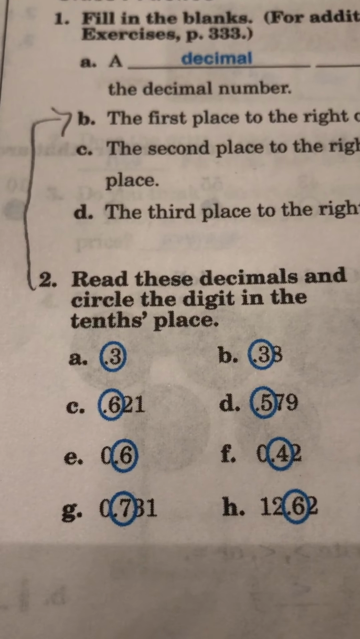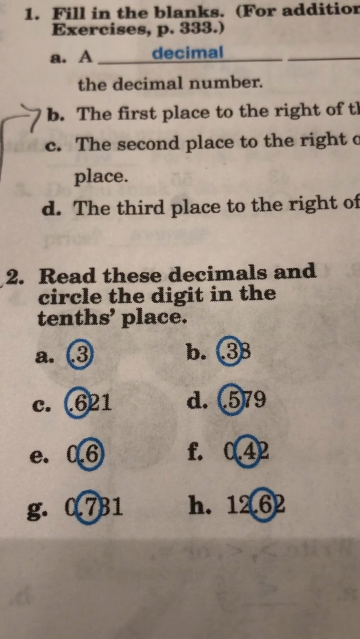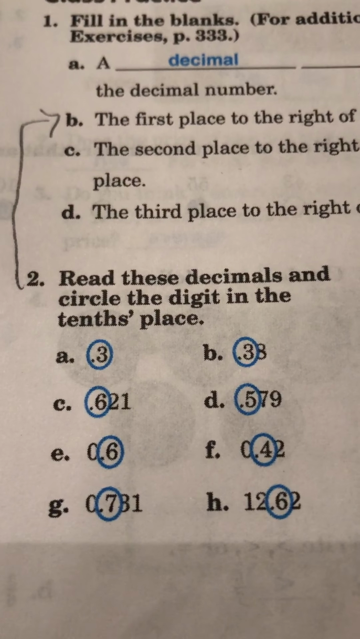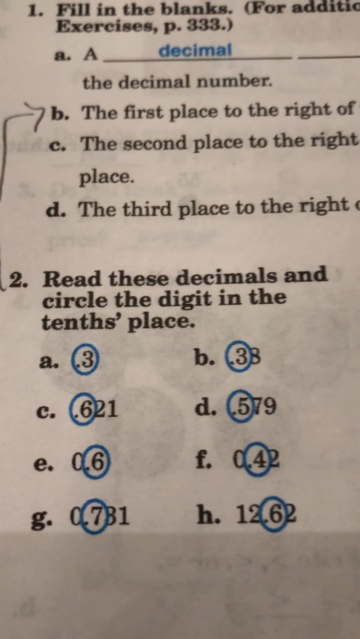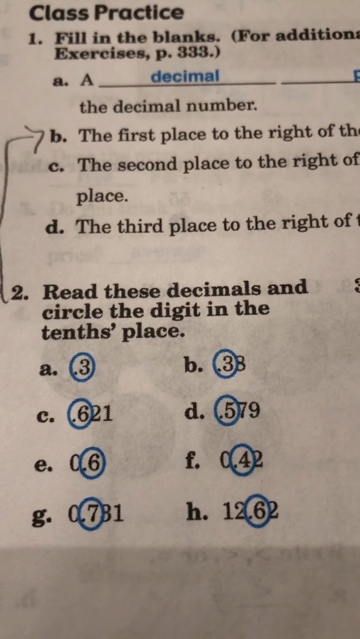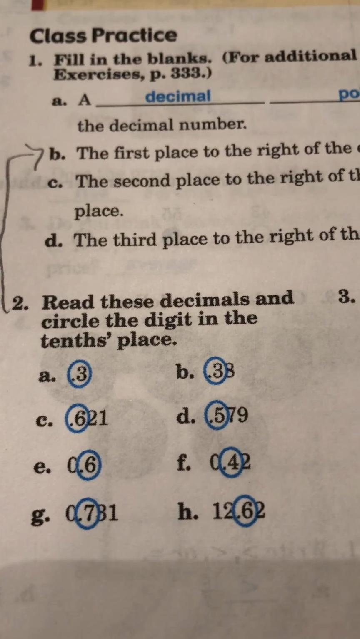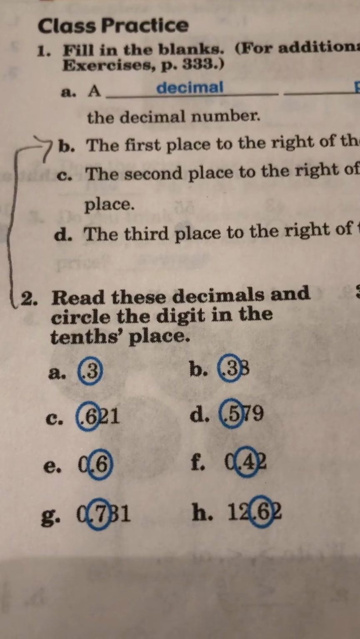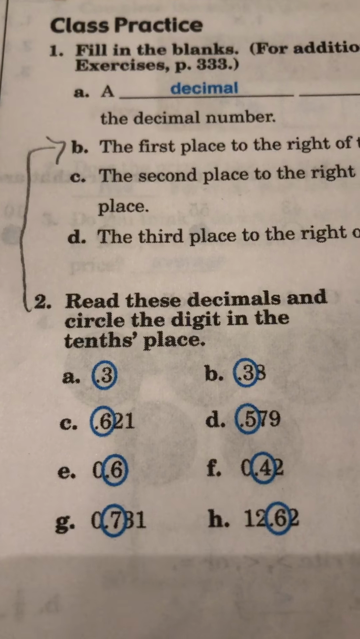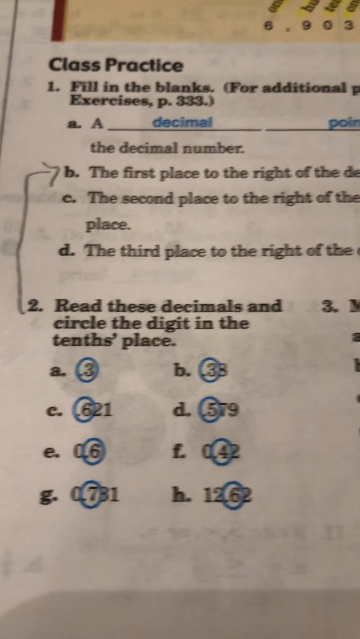So A is going to be 3. B, that's to the right, not below. B is to the right. 0.38, it will be the 3. C, 0.621 will be the 6. D, 0.579 will be the 5. E, 0.06 will be the 6. F, 0.42 will be the 4. G, 0.781 will be the 7. And H, 12.62 will be the 6. Do you see? It's just look at the decimal, circle the number to the right of it. You really don't even have to think that much with that.